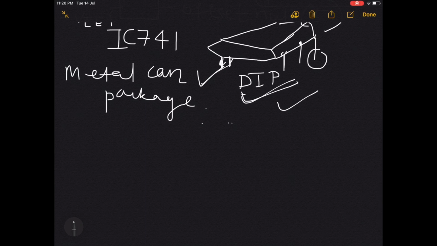So this is the pin configuration of the IC 741 op-amp, and this is the end of the introduction of the op-amp. We will see the next point in the next lecture. Thank you.